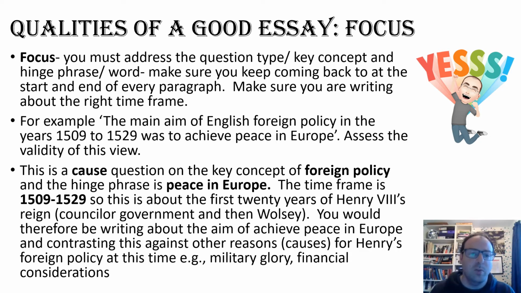So, things that I would be thinking about in terms of my focus. This is a cause question on the key concept of foreign policy. The hinge phrase is peace in Europe. The time frame is 1509 to 1529, so this is about the first 20 years of Henry VIII's reign. We've got a little bit of councillor government at the beginning, and then the important stage under Wolsey. You would therefore be writing about the aim to achieve peace in Europe and contrasting it against other causes for Henry's foreign policy, such as his desire for military glory, financial considerations, and other considerations he had to have with the power of other European powers at this point. With that, I'm in a position to crack on and really write about it. And if I'm not writing about those very specific things, then I've wandered from the point.